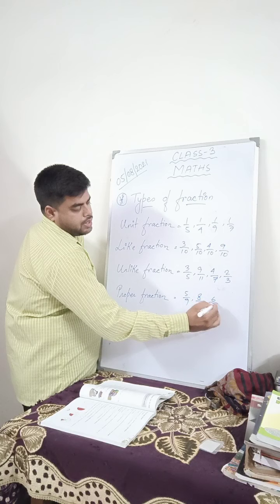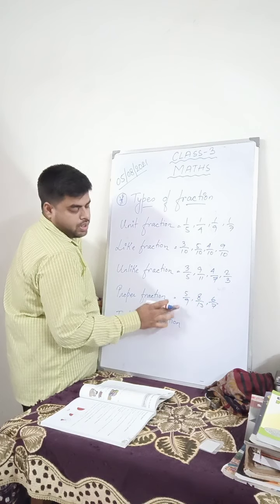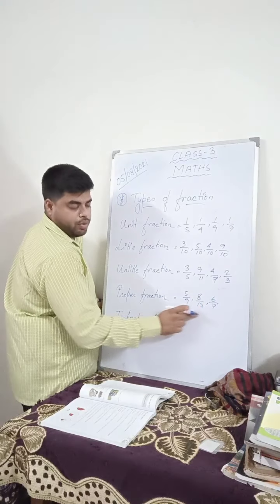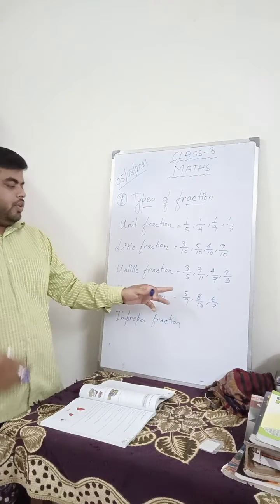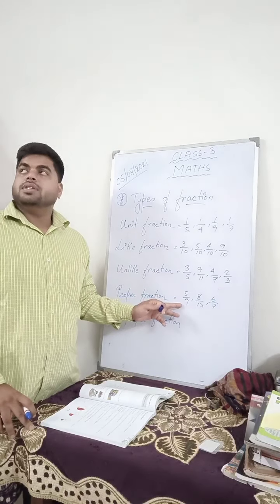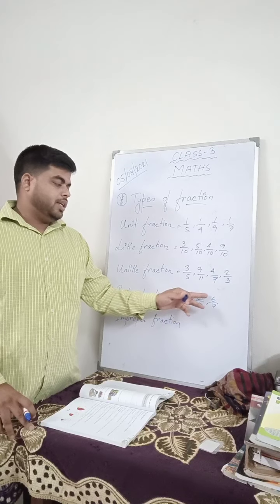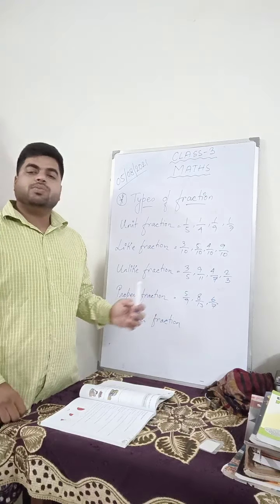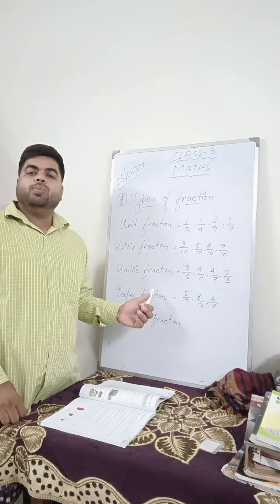Now proper fraction. Proper fractions are those fractions in which the numerator is always smaller than the denominator. Like suppose say 5 by 9, 8 by 13, 6 by 7. You see, the numerator is always smaller than the denominator. If you compare, 5 is smaller than 9, 8 is smaller than 13, 6 is smaller than 7. So this is how you see whether the numerator is smaller than the denominator or not.